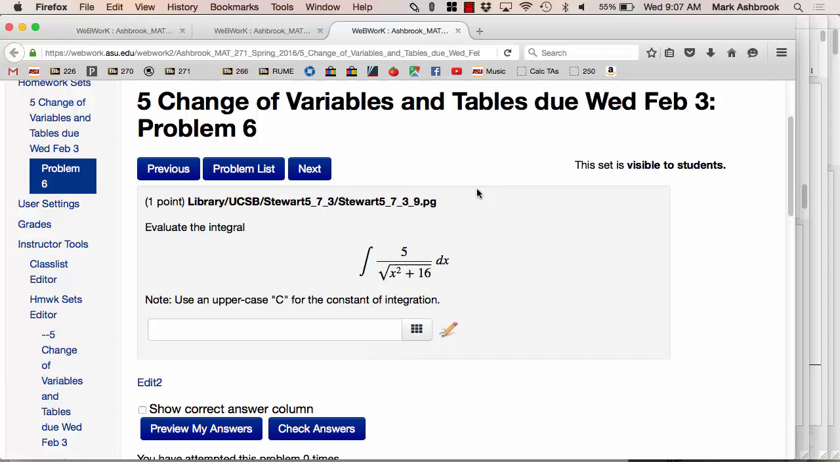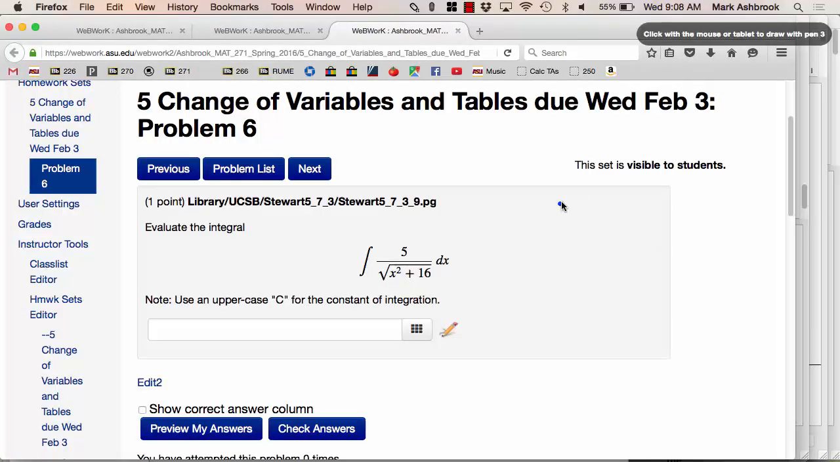Multiply 5 by x. If you had an x in the numerator, would it be undoing the chain rule? Then it would, because x is essentially the derivative of x squared. So if you had 5x in the numerator, it'd be undoing the chain rule. That's not what we have. So we can think about doing a change of variables, and let's chase that out quickly here.